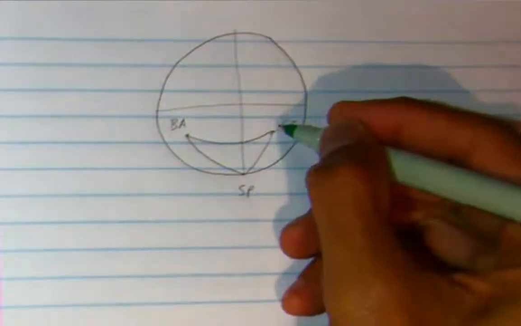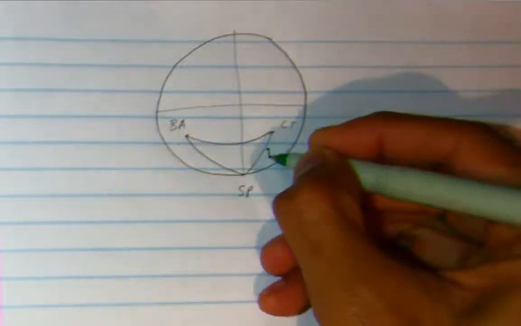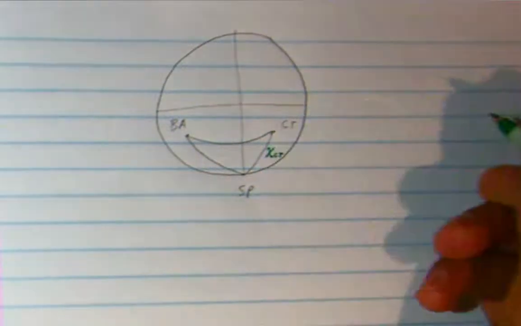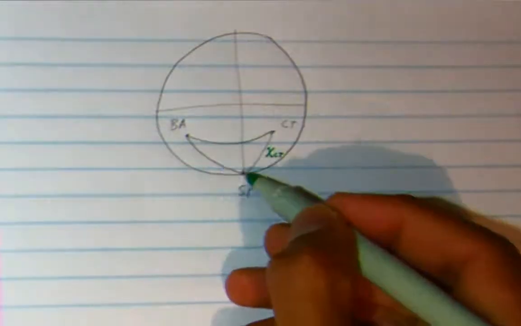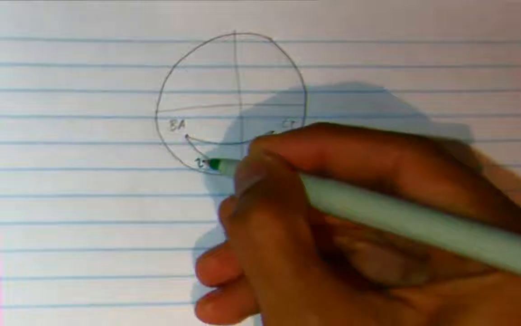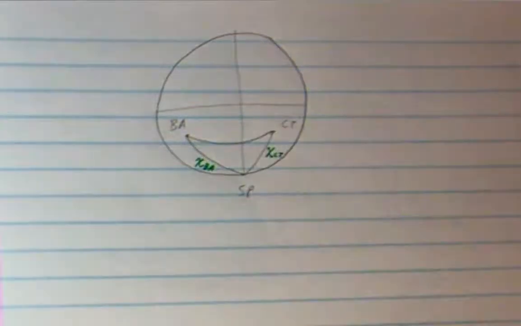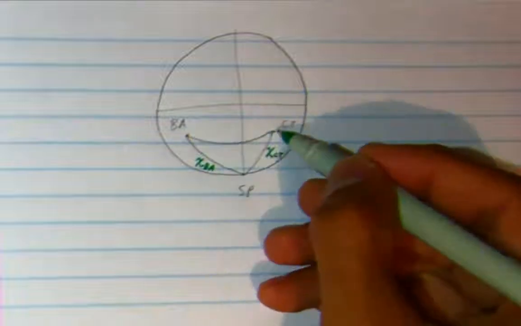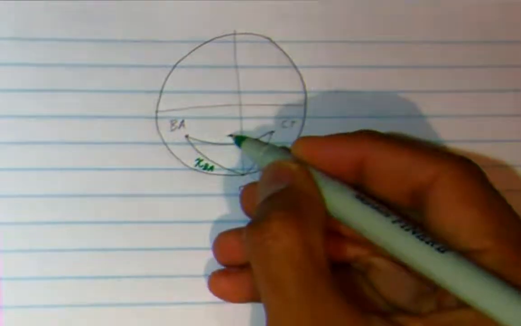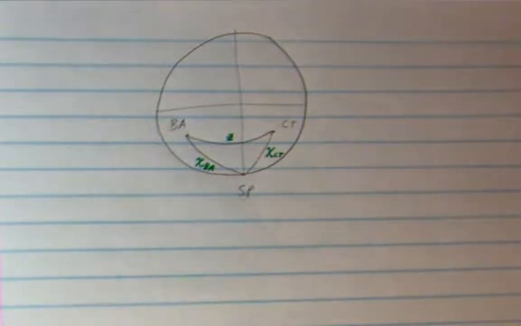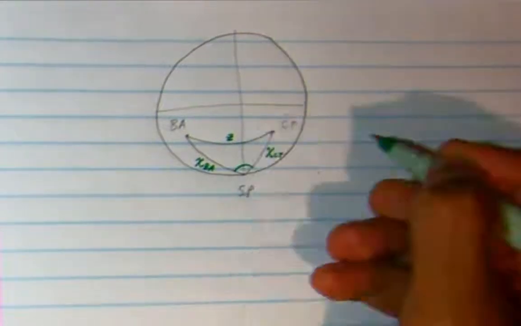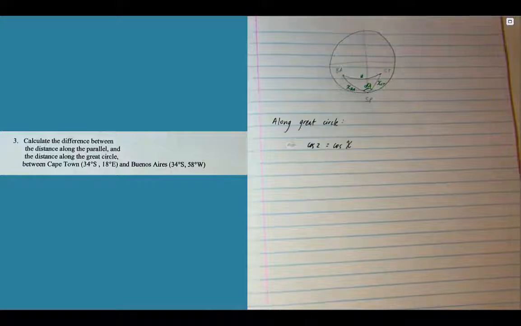In this spherical triangle, this side will be the co-latitude of Cape Town, so chi Cape Town. This side will be the co-latitude of Buenos Aires, chi Buenos Aires. This side will be the angular distance between the two cities, let's call it Z, and this angle will be the difference in longitude, d lambda. To calculate the distance along the great circle, I will use the cosine rule of spherical trigonometry. I will leave it up to you to calculate chi of Cape Town, chi of Buenos Aires, and d lambda.